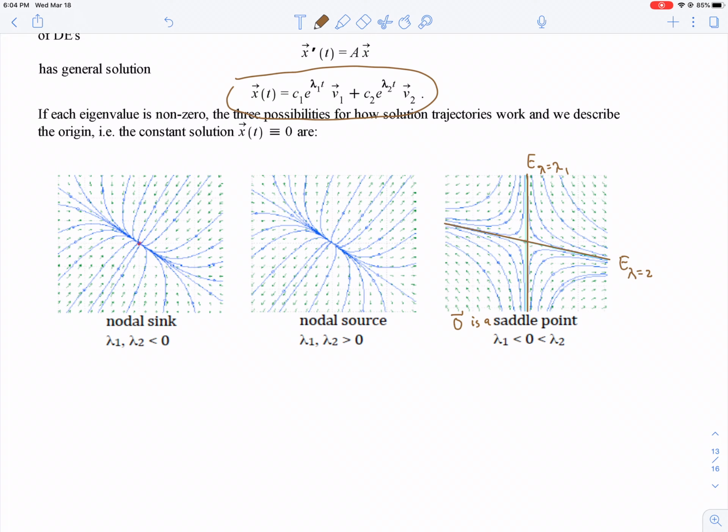Okay, so for the cases of lambda 1 and lambda 2 both negative or both positive, the blue curves look the same, they're just going in the opposite directions. When they're both negative, then every term in the solution x of t is exponentially decaying, and everything converges to the origin. So 0 is what we call a nodal sink. Nodes are places where all the paths converge to that spot in this sort of a way.